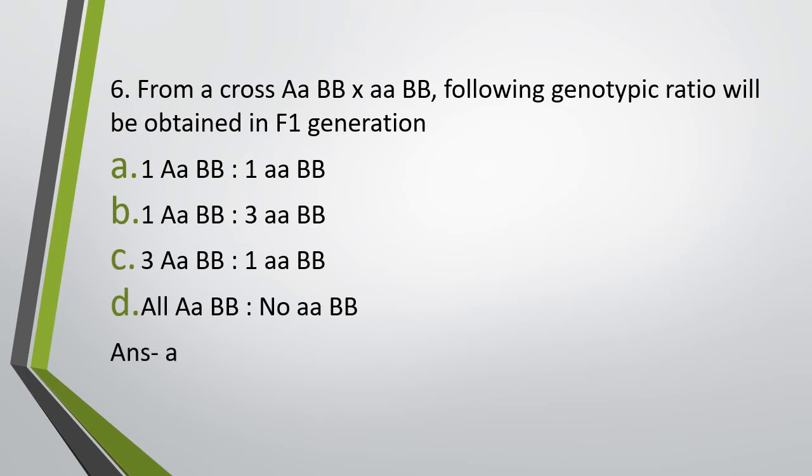Now I'll tell you the gametes that are possible. You can make the cross for yourself. The gametes that are possible are capital A capital B, small a capital B, small a capital B.